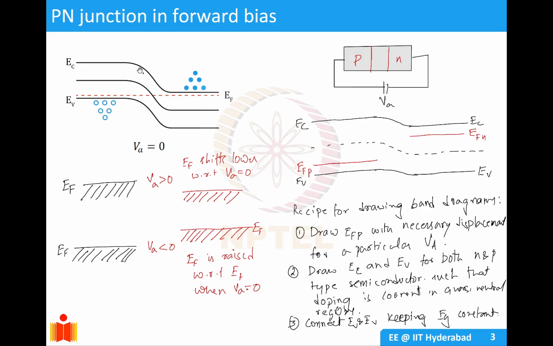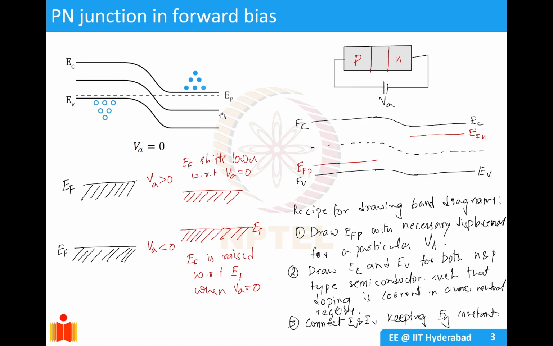So what happens in forward bias? At equilibrium condition, this is how the band diagram of a PN junction looks. This is the P side, where you have excess holes for conduction, and this is the N side, where you have excess electrons for conduction.